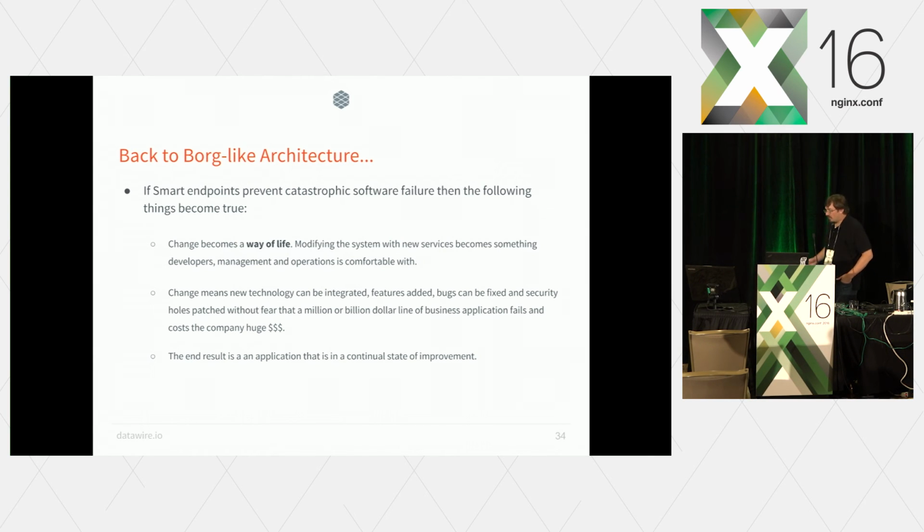If it does, one service falls down, you go off and you remove that service, or you just roll out a new version and tell everyone to talk to the latest version. The end result is basically that we're going to end up with an application that is in a continual state of improvement, which is everything that we always strive for, whether you be a developer, in operations, or a DevOps. We're always trying to make things better.